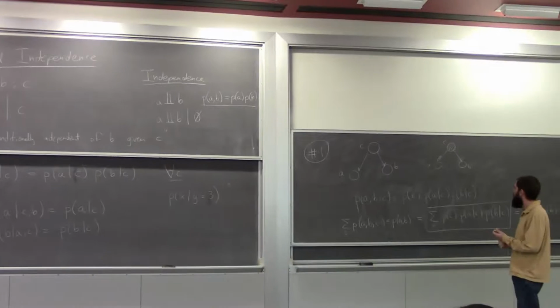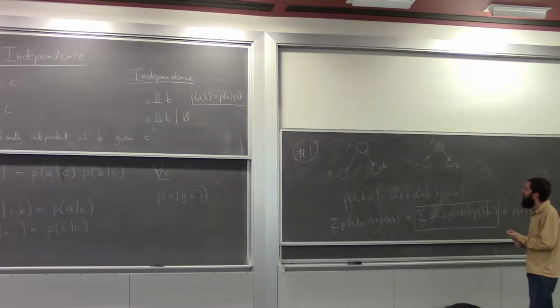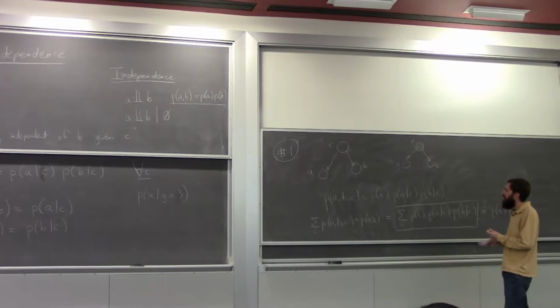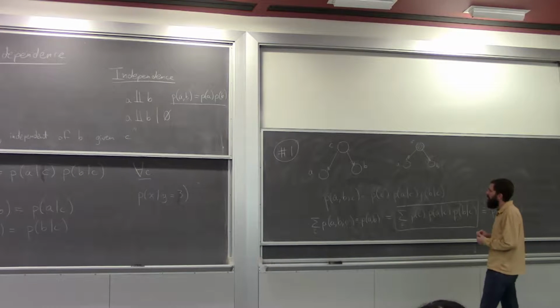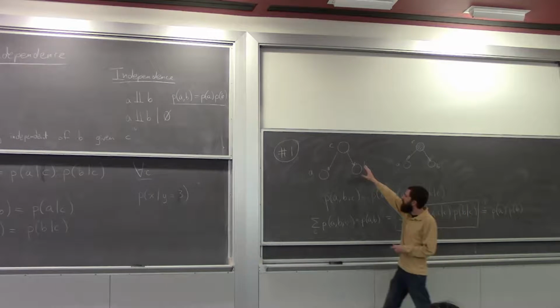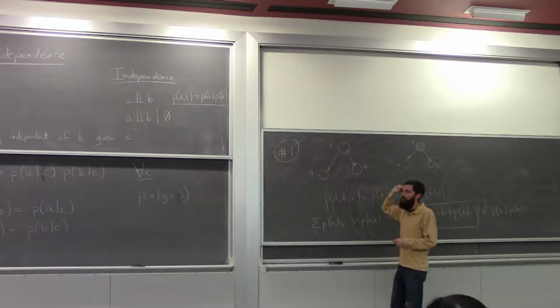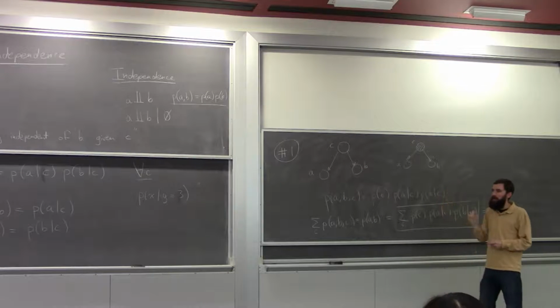Yeah, I mean, I think that's right. That's basically if I don't observe C, then A and B are not guaranteed to be independent. Yes, that's the way to say it.